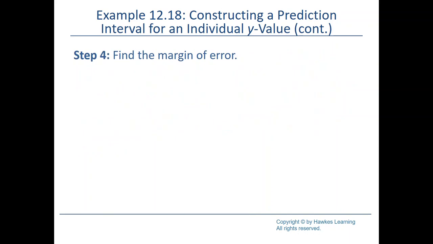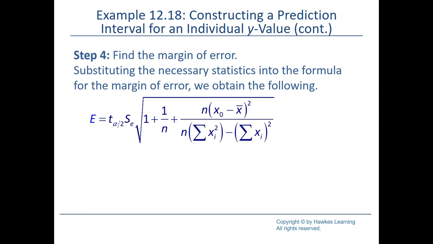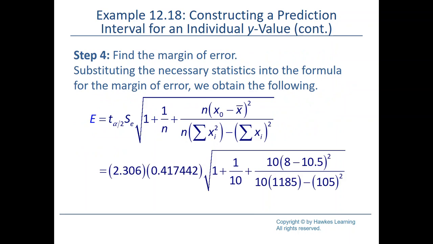Okay, and then you're going to find your margin of error, and you're going to substitute all of that into the formula that we just figured out. And you get it to be approximately equal to 1.043793.